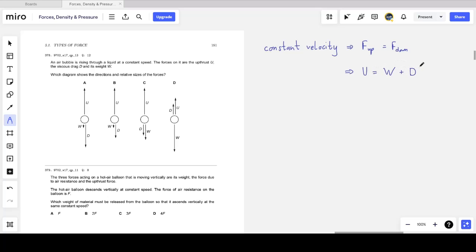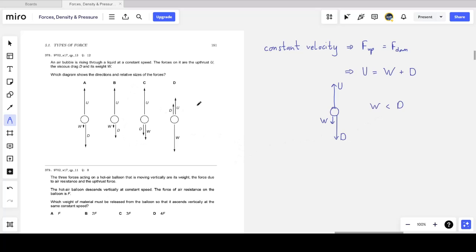The drag is always going to oppose the motion. It's a resistive force. Now an air bubble is going to have a very small weight, W. It's full of air. It's not a metal sphere or something like that. The drag is going to act downward, and the drag and the weight added together must add to the upthrust. So the lengths of the arrows pointing downward must add up to the length of the arrow pointing upward. The weight must be less than D, and W plus D must equal U.